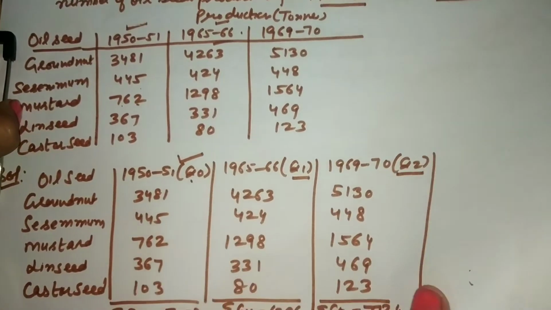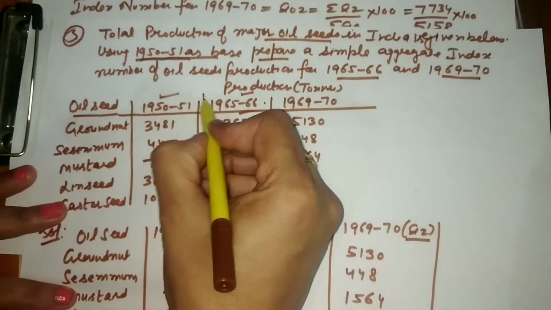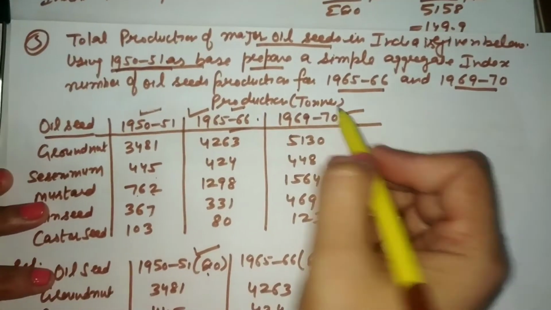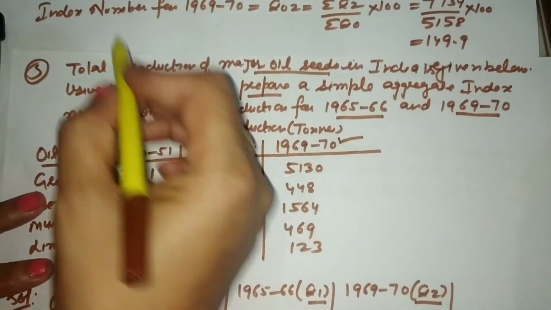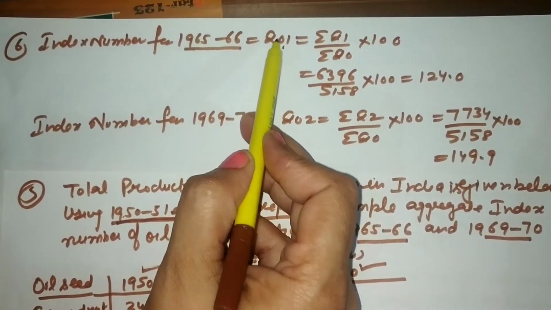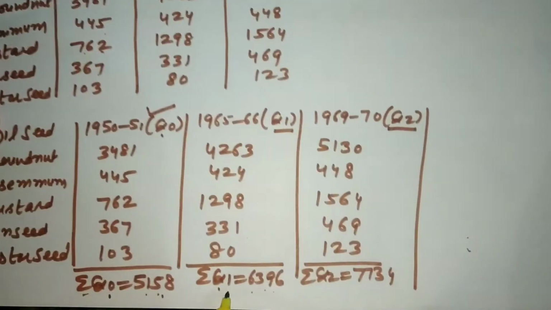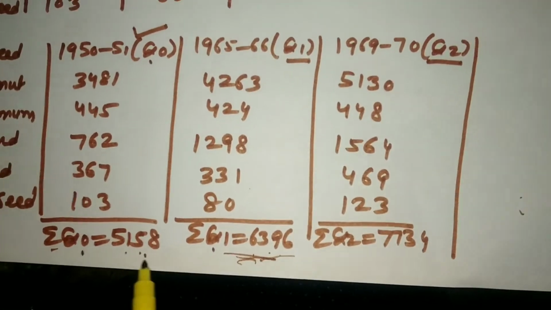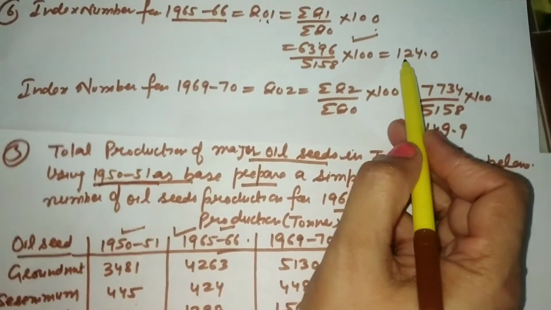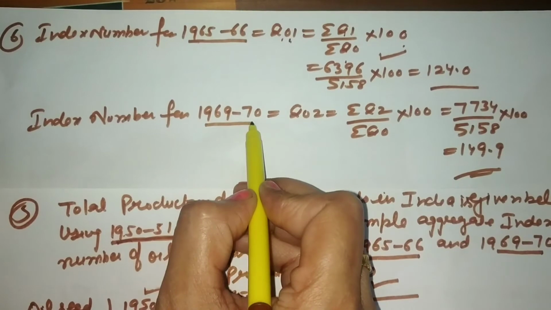So we have to calculate the index number. Firstly, we will calculate the index number for 1965-66. Then we will calculate the index number for 1969-70, taking 1950-51 as the base year. So the index number for 1965-66 is Q01 because we are talking about quantity. Q01 is equal to sigma Q1 over sigma Q0 into 100. Sigma Q1 we have calculated as 6396, and sigma Q0 also we have calculated as 5158. I have substituted these values in this formula, so I got 124.0.